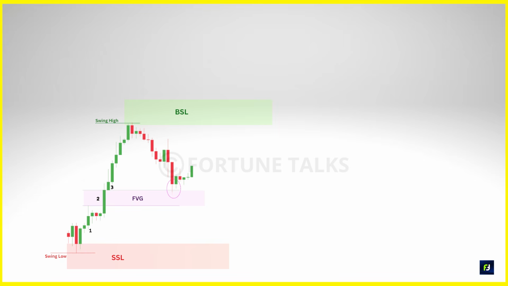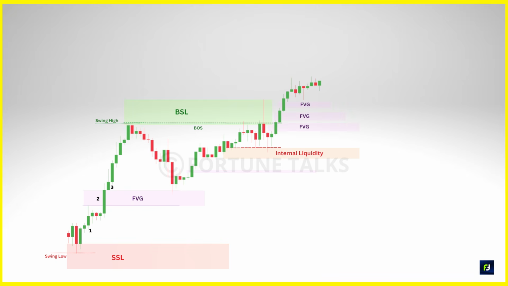It retraced back to mitigate the fair value gap. And as a next step, price reversed and moved higher to draw on the buy-side liquidity available near the swing high. You can see how the price accessed the external liquidity pool and continued higher. While rallying higher, the market formed imbalances or fair value gaps.